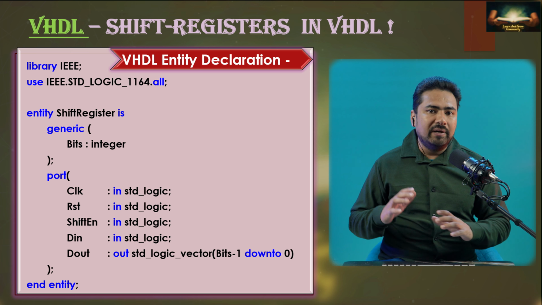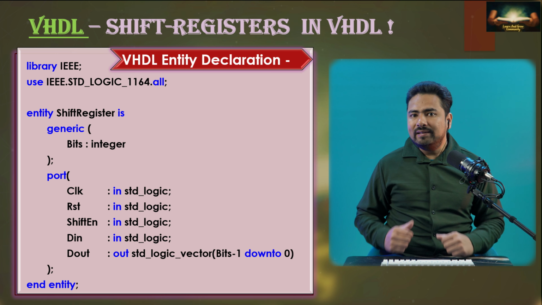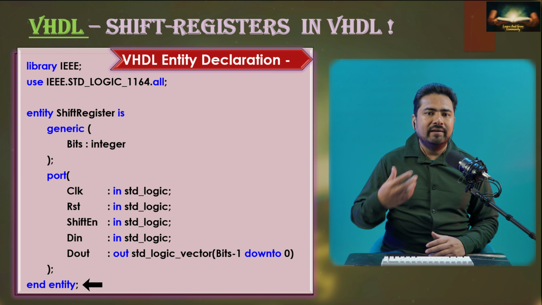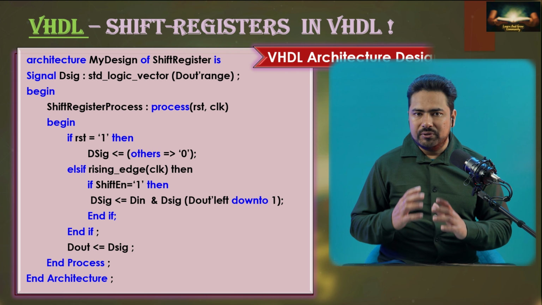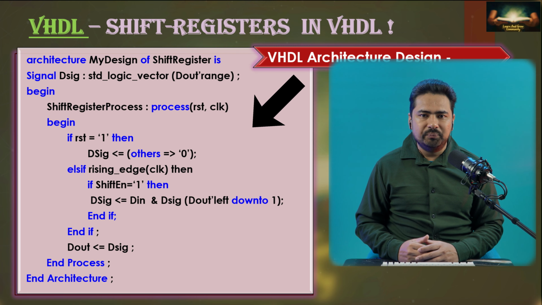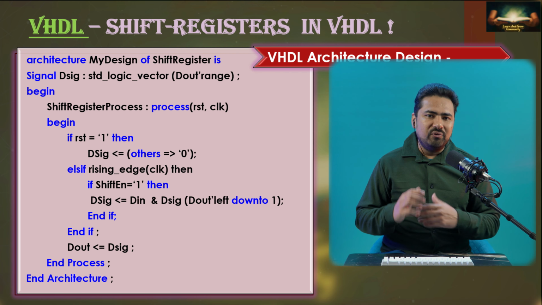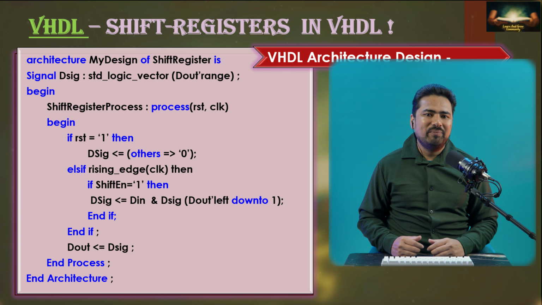So this is completely flexible now. And at the last, we terminated the entity declaration. Now next is the architecture part. So this is the architecture code. Don't be afraid of this. We will explain it line by line. So let me read it first.